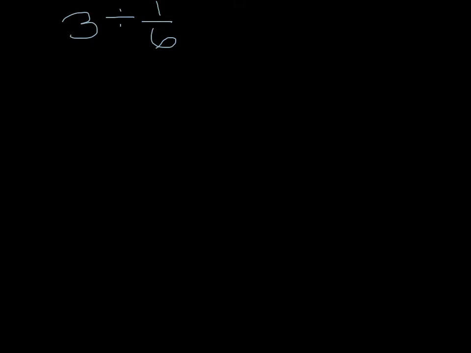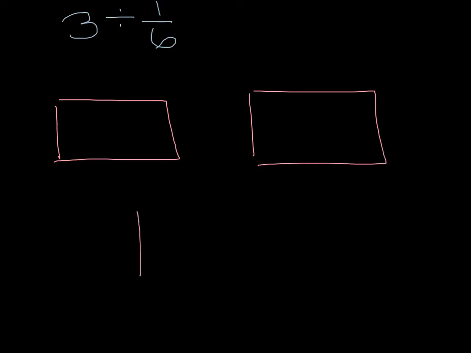So the first thing I'm looking at is this number 3. If this is the number that's being divided, or my dividend, that means that's my total. So I'm going to draw a total of 3 boxes. 1, 2, and 3. My divisor is 1/6. That means I'm asking myself how many 1/6, or how many groups of 1/6, are there in my 3 wholes.